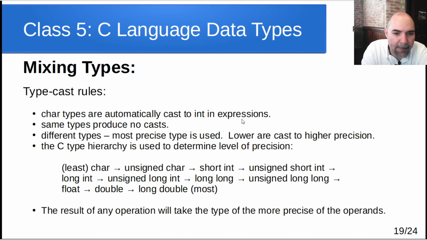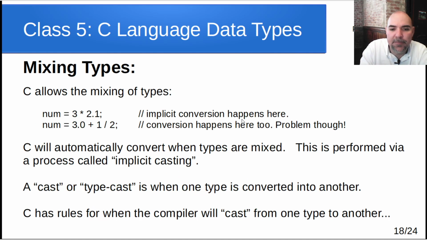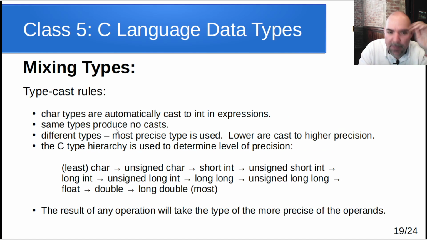So, and you'll notice back here, we said this had a problem in it. And we'll come back to that problem here in a second to look at why that is a problem. It looks like we're saying 3.0 plus 1/2 would give us 3.5. There's a problem there. We'll come back to that. And that's because of the second rule. The same type produces no conversions.